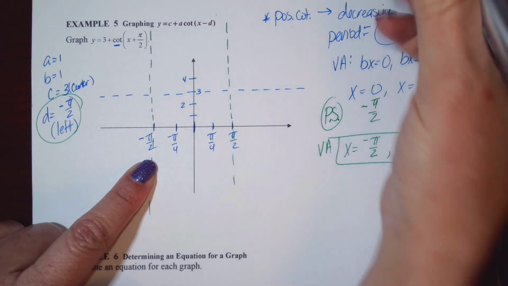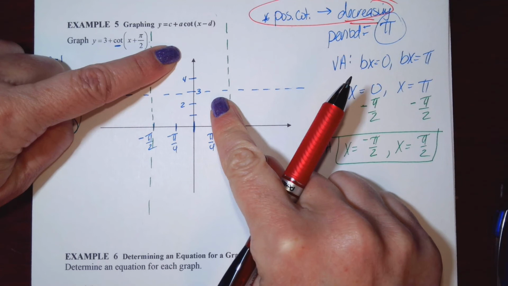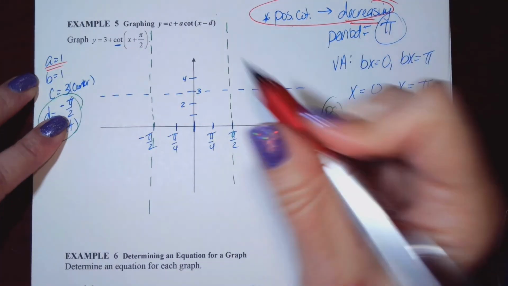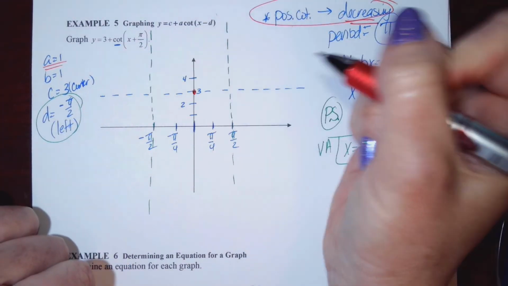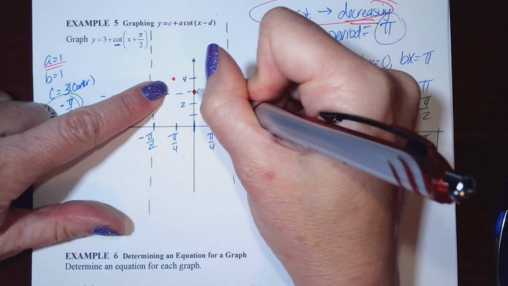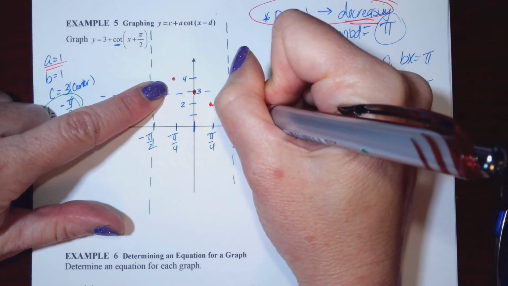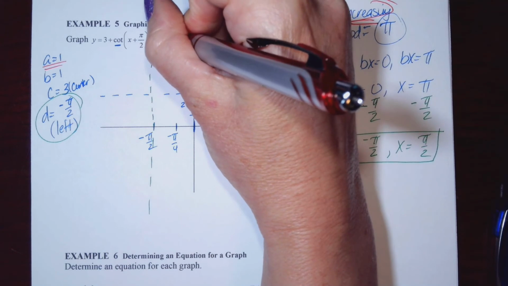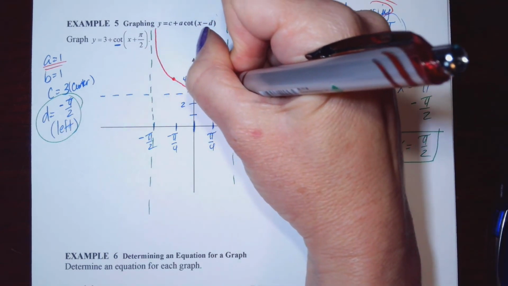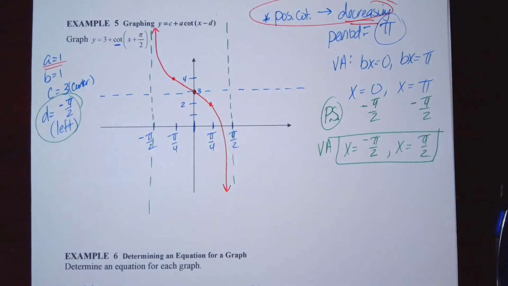We are graphing positive cotangent, which is decreasing, so we're going to start high and finish low. My value for A is 1. So there's my center at 3. First quarter value is going to be up here, 1 higher. Third quarter value is going to be over here, 1 lower than center. And when I connect them with a nice curve that approaches my vertical asymptotes but does not cross. There we go. All right.